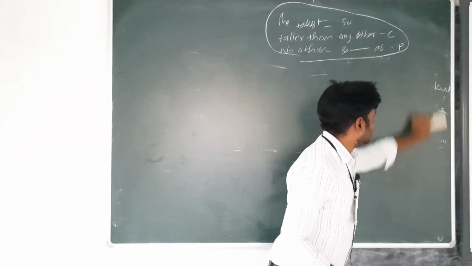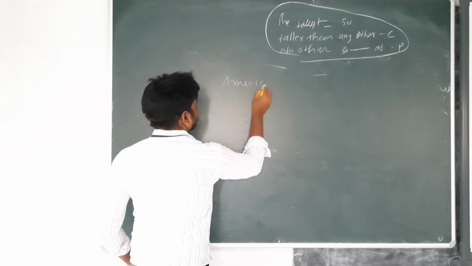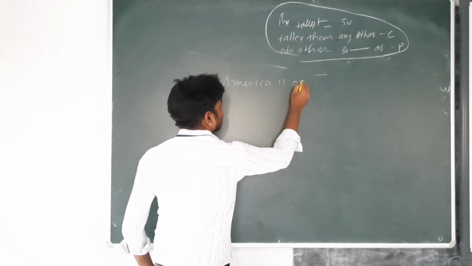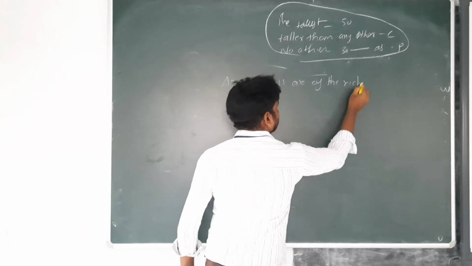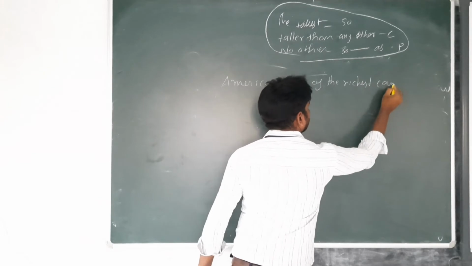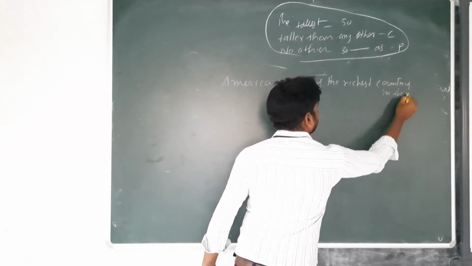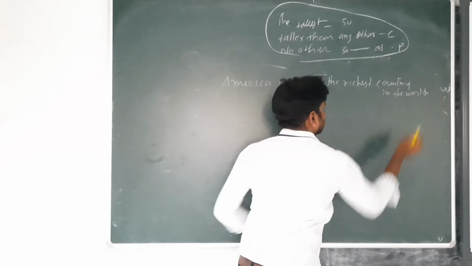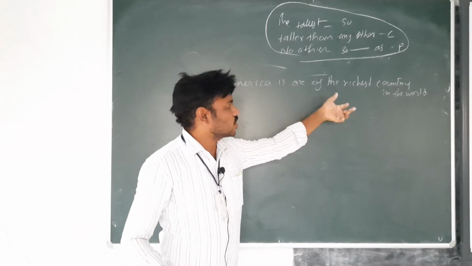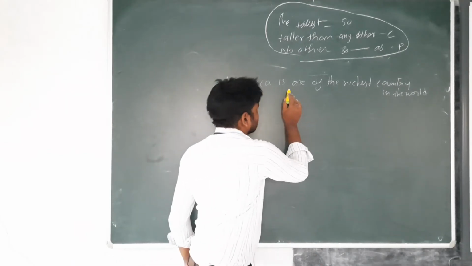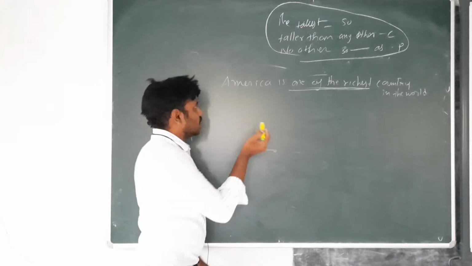America is one of the richest countries in the world. See, this is the superlative degree. Now tell me, America is one of the richest countries in the world. So you should find out what it is: one of the richest. Now let us write a comparative degree.